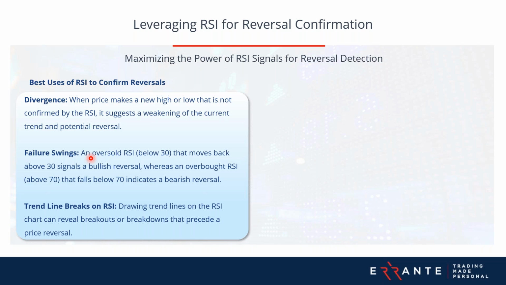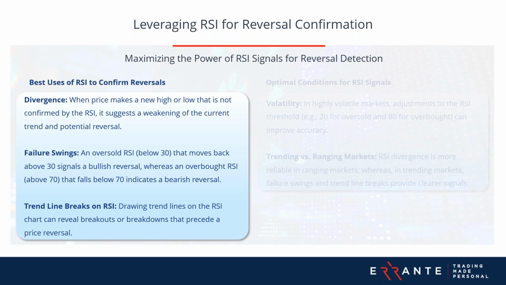And then this is another way that you can incorporate RSI in your trading: the trend line breaks on the RSI chart, another powerful indicator. Much like price charts, trend lines on the RSI can indicate an impending reversal when it is actually breached.